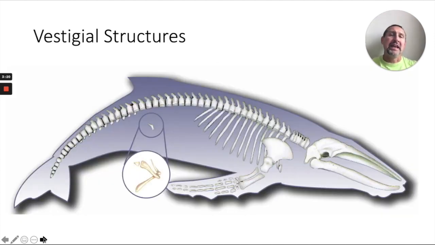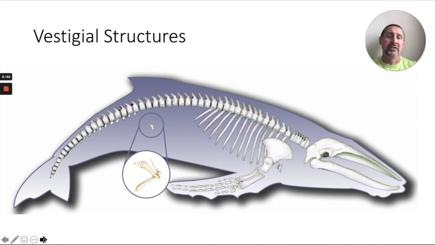Another example of an anatomical structure that's sometimes used to support evolutionary thinking is vestigial structures. That is, structures that don't seem to have an apparent purpose. For example, hip bones in whales are thought to have been part of hind legs in whales and now no longer serve that function.